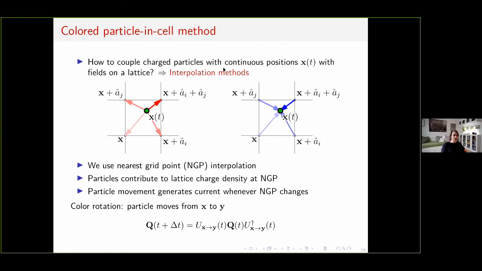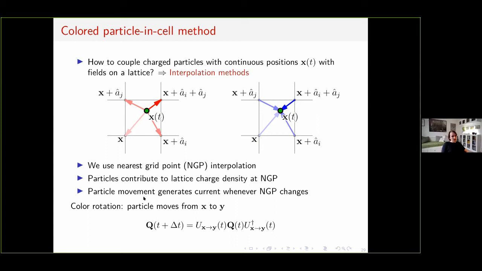And the same is true the other way. So for instance, if you want to know what is the force acting on this particle from the fields that are defined on the lattice, you also have to say, okay, maybe the force defined at this point acts the strongest and the other ones shouldn't be weighted too much.